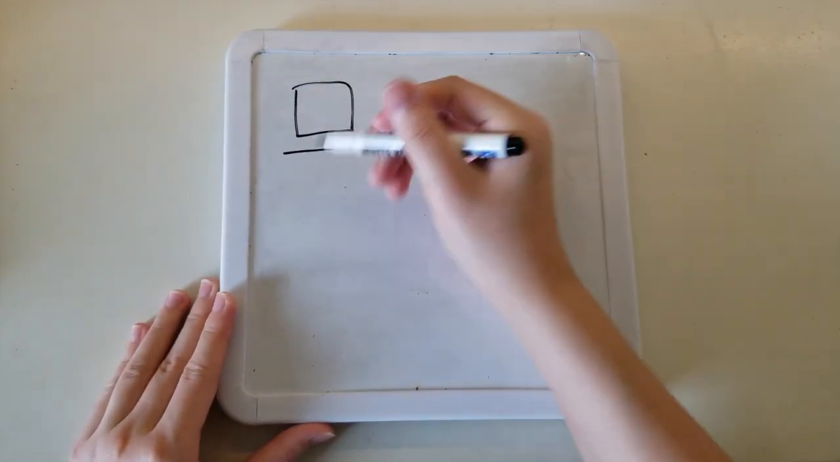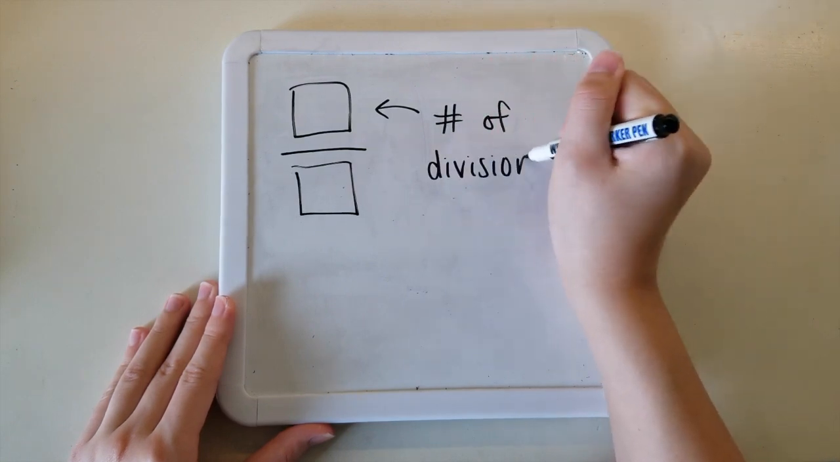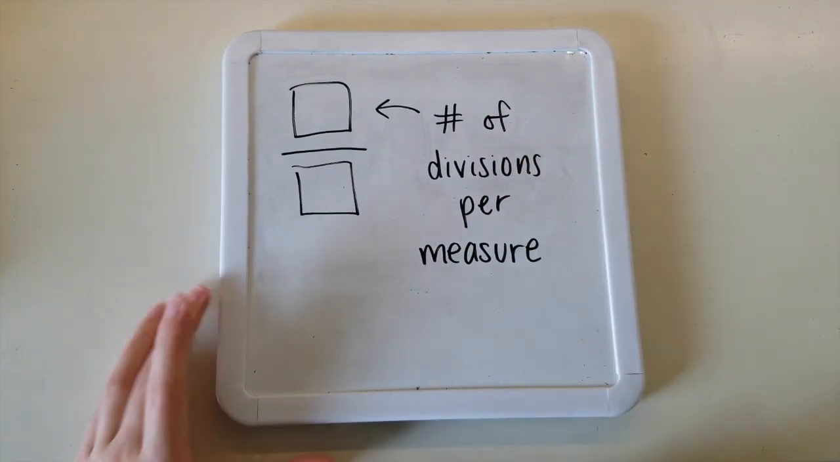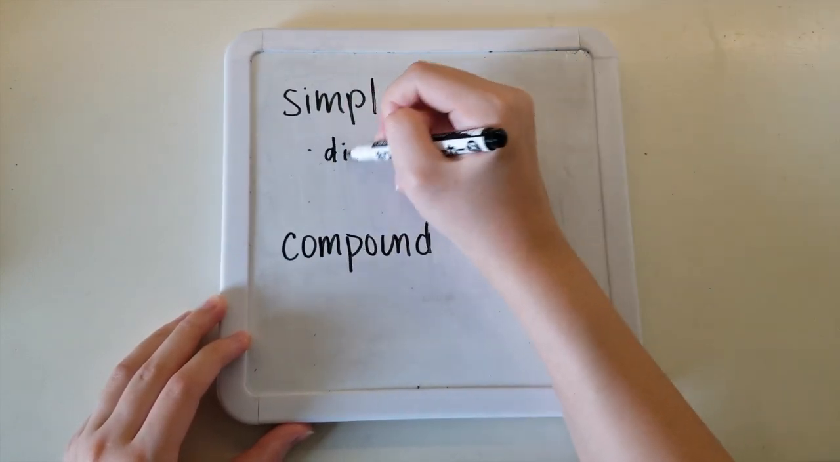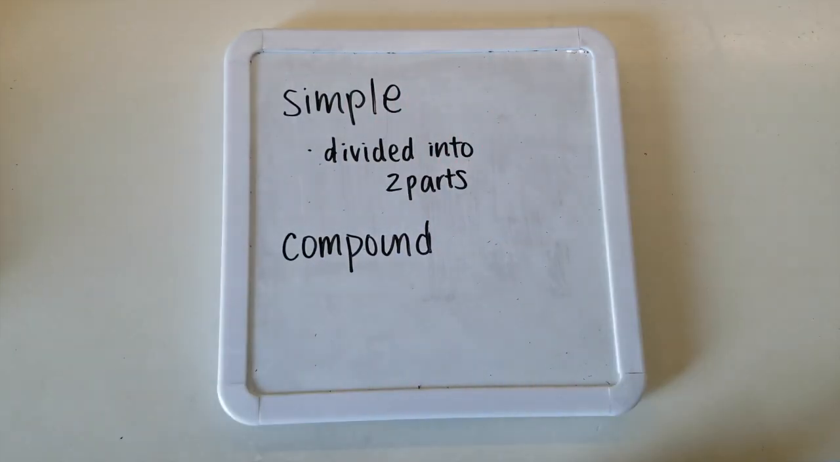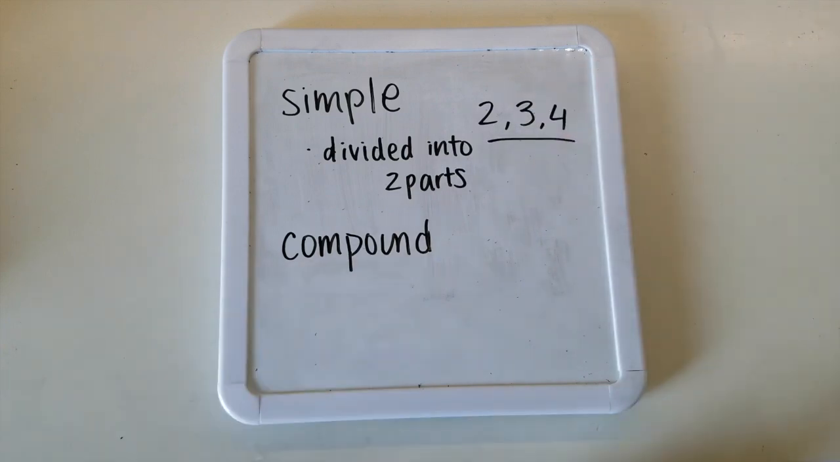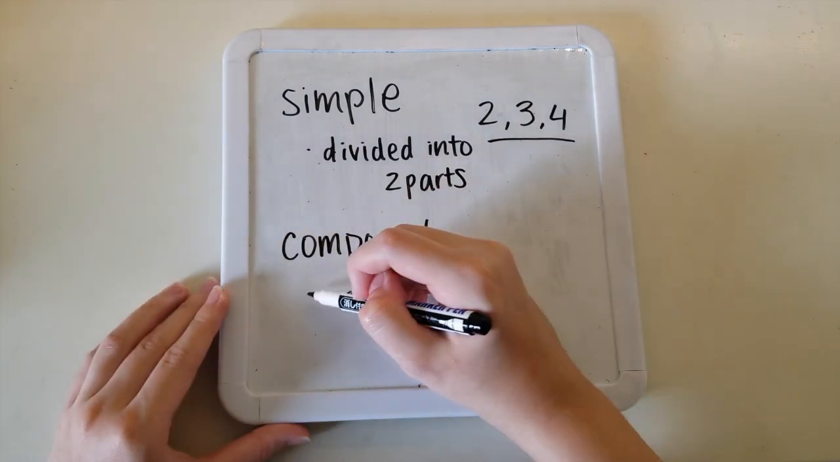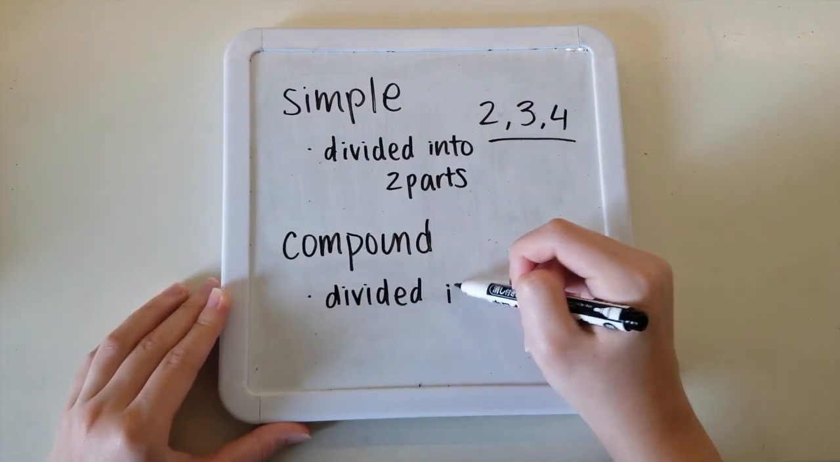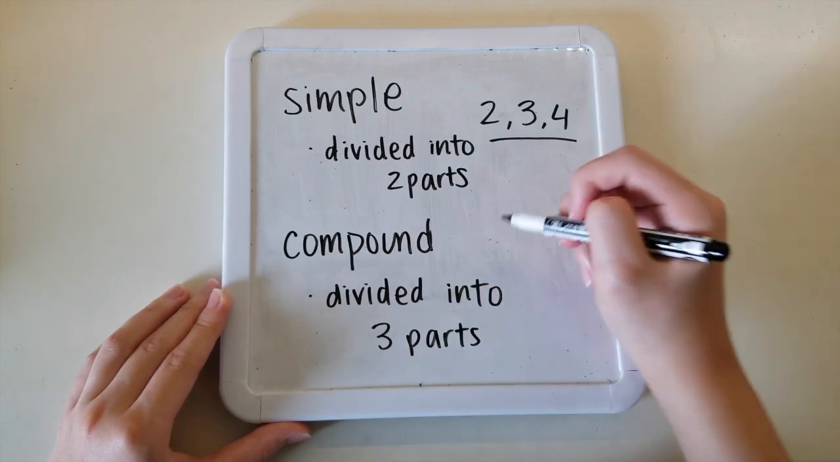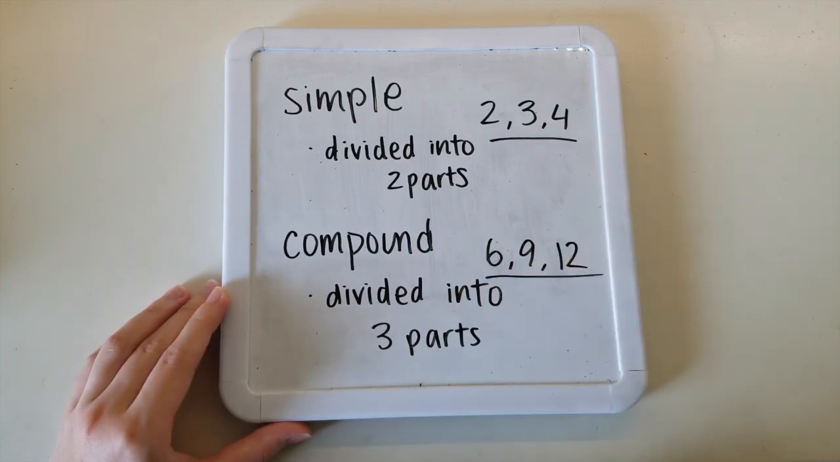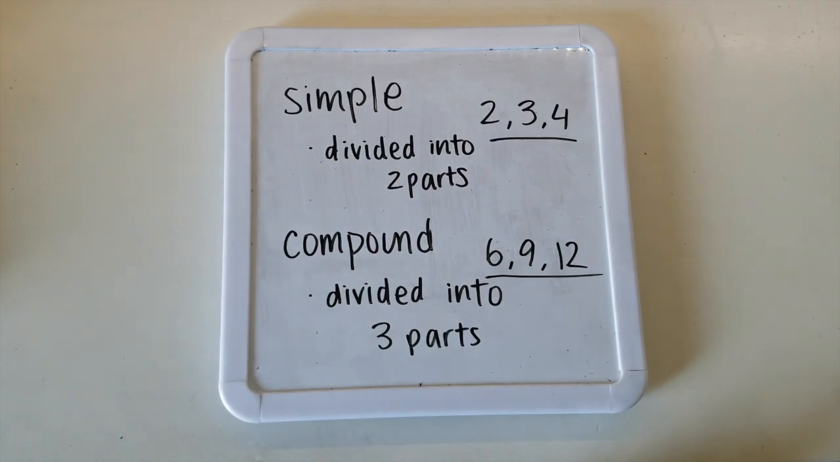To find out the meaning of the upper number, we have to see the number of divisions per measure. This can be categorized into 2 groups, simple and compound. Simple meter means each beat is divided into 2 parts. The upper numbers of the fraction are usually 2, 3, or 4, meaning 2, 3, or 4 basic pulses in a measure. Compound meter means that the beat is divided into groups of 3 parts. The upper numbers of the fraction are usually 6, 9, or 12. This is because each beat has some sort of dotted note.